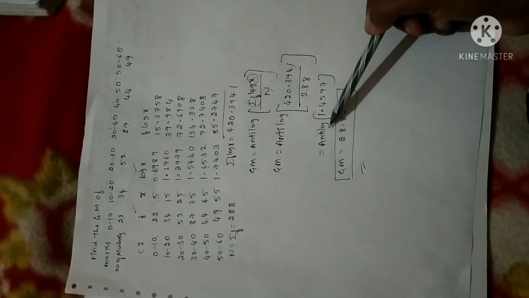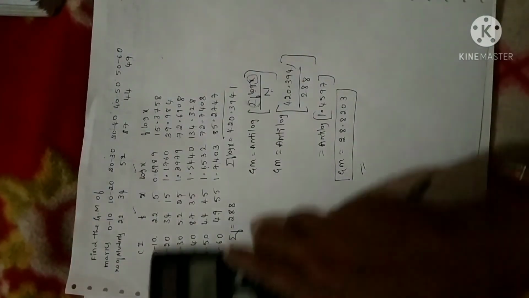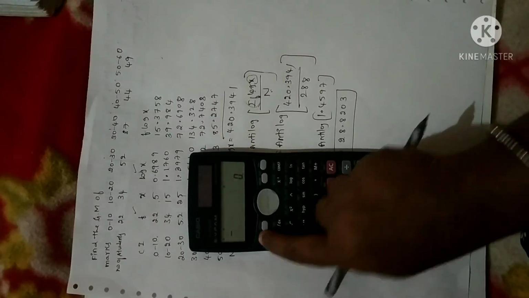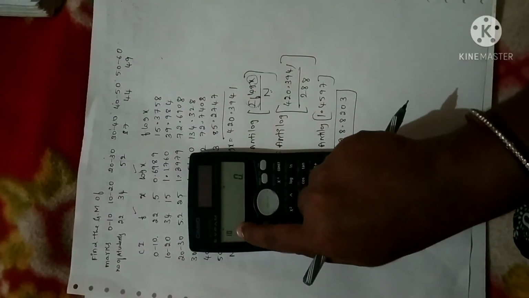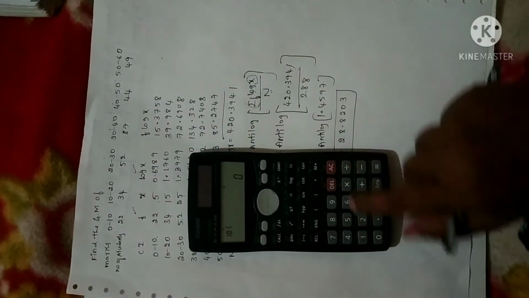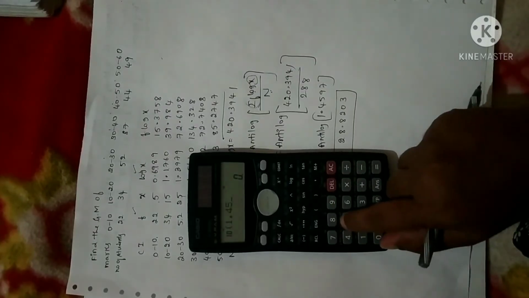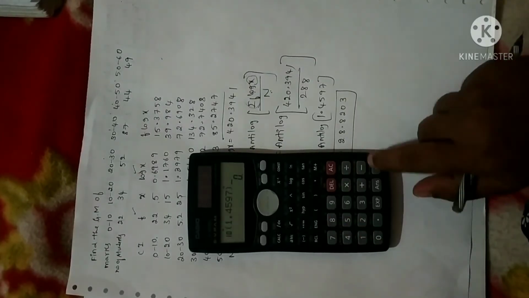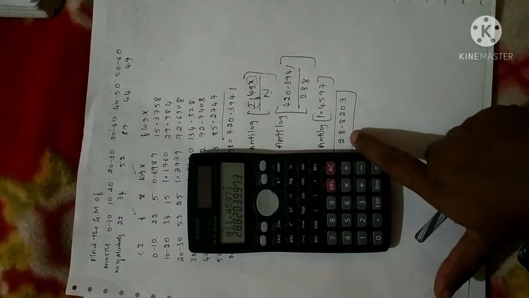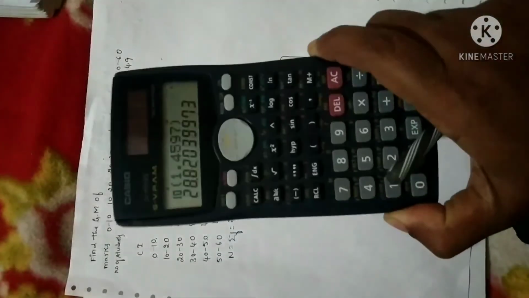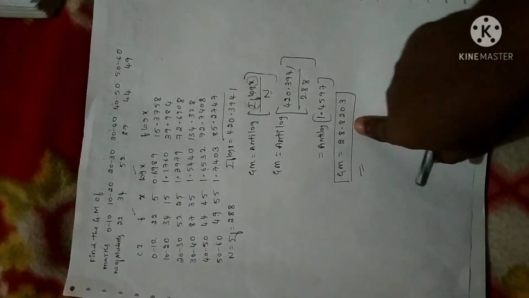Substitution and using a calculator for anti-logarithm. Once again I am telling you, for finding anti-logarithm, press shift and the log button. This is the symbol for anti-log, and then press whatever value is needed, 1.4597. That will give us 28.8203. Clear? So that is what I have written. Hope it is clear.